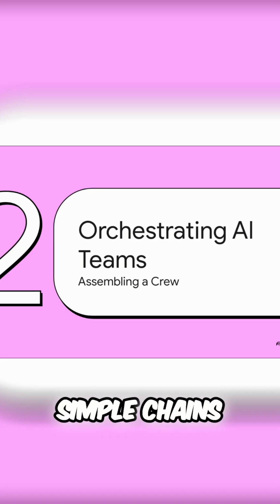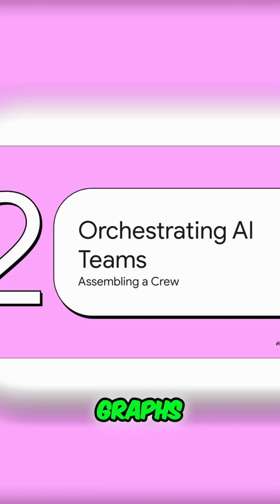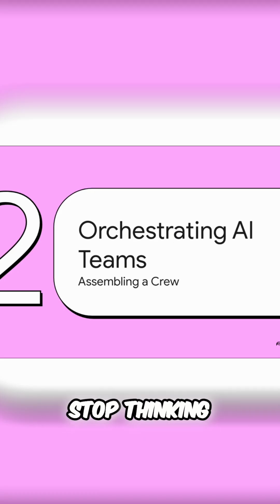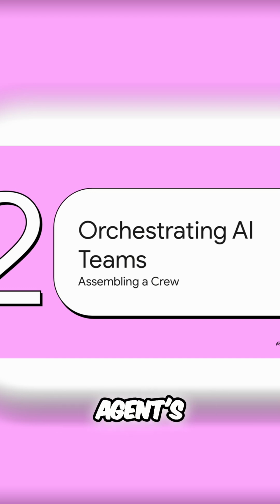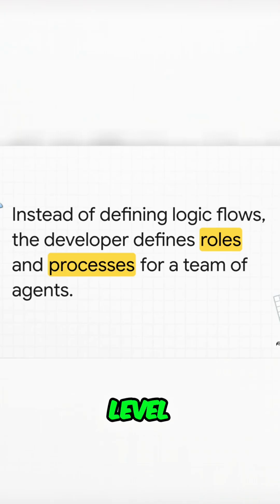Okay, so we've gone from simple chains to these more complex graphs. Now let's zoom out even further. We're going to stop thinking about how to wire up a single agent's brain and start thinking about how to manage an entire team of specialized agents.